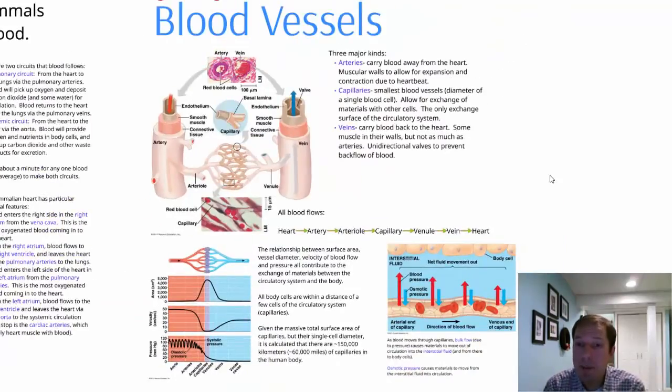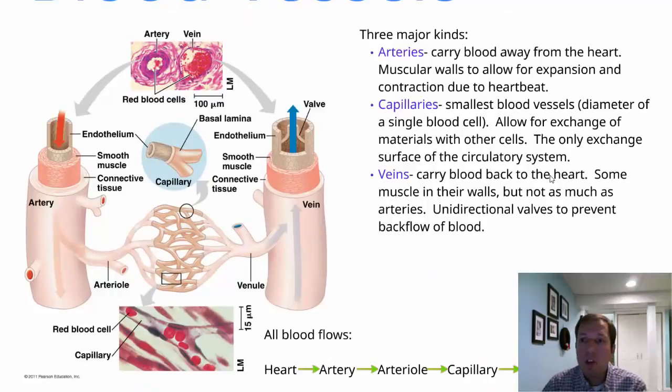The next important concept is blood vessels. The three types of blood vessels all differ in terms of their size, their structure, and their role within the circulatory system. First we have arteries. We call something an artery if it carries blood away from the heart. Arteries have connective tissue, which attaches the artery to the surrounding tissue, smooth muscle, which is capable of contracting, and the endothelium, which is the inner lining of the artery.